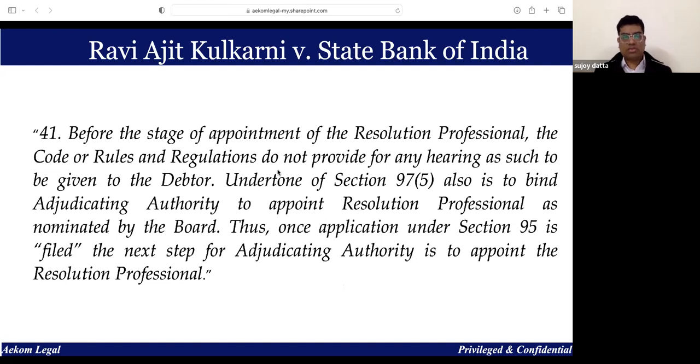Now, in Ravi Ajit Kulkarni, the judgment of Lalit Kumar Jain was discussed, and a point of law was settled. Before the stage of appointment of the resolution professional, the code or rules and regulations do not provide for any hearing to be given to the debtor. Undertone of section 97 is to bind AA to appoint a resolution professional as nominated by the board. Thus, once application is filed, the next step is to appoint the resolution professional, and by implication, the guarantor in question does not have a right to be heard before the resolution professional is appointed.